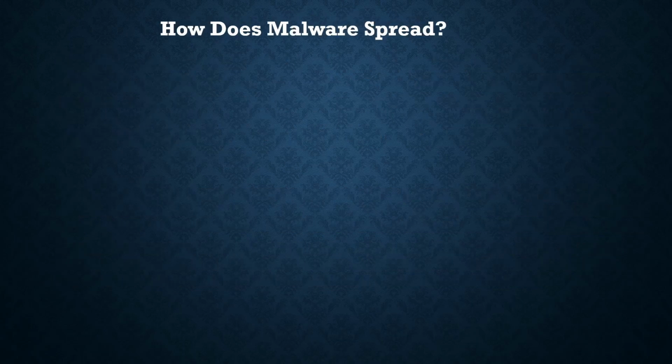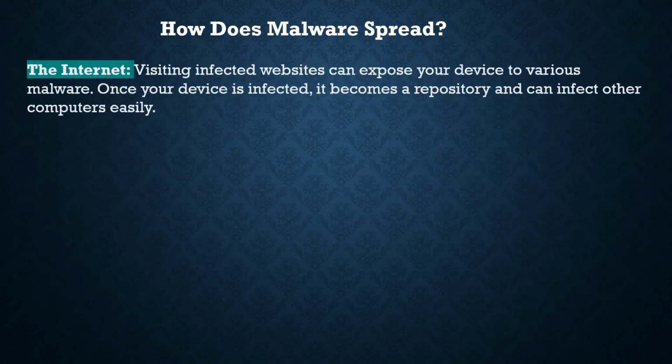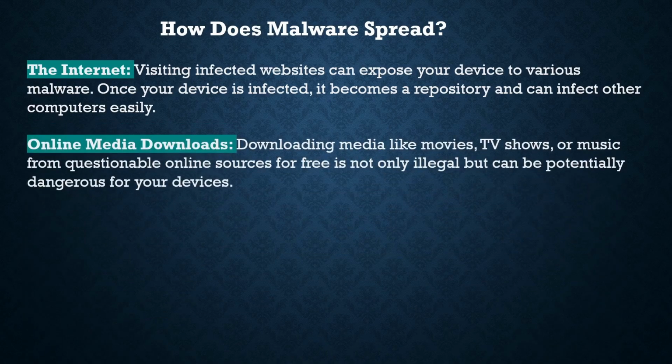Let's see how malware spreads. Malware can spread from one device to another by any of the following means. The first is through the internet. Visiting an infected website can expose your data to various malware. Once your device is infected, it becomes a repository and can infect other computers easily. Next is online media downloads. Downloading media like movies, TV shows, or music from questionable online sources for free is not only illegal but can be potentially dangerous for your device. So online media downloads can also be a way to spread malware.